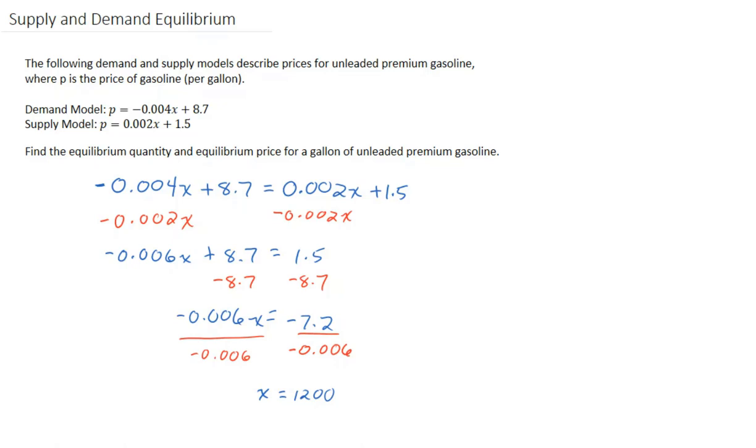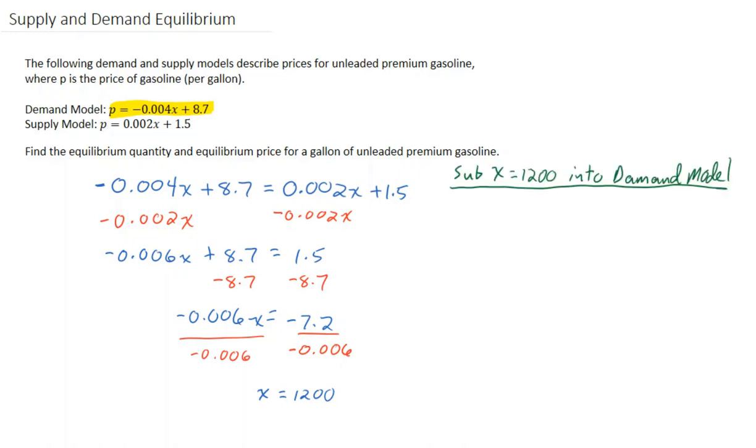So the place where demand and supply balance out is at 1,200 gallons of gasoline a day. That's when everything that's supplied equals everything that's demanded. Now what we do, again, it's a system of equations. So we have one of the variables, and with that we can take it and substitute it back into either of the original equations to find the other variable. I'm going to substitute it into the demand side model just because it's first. You could do either one, you'll get the same result.